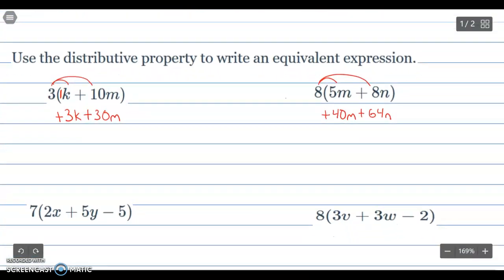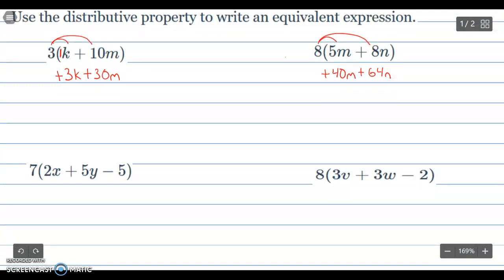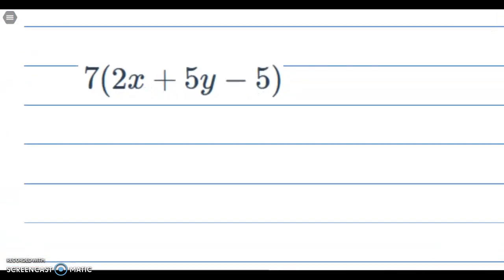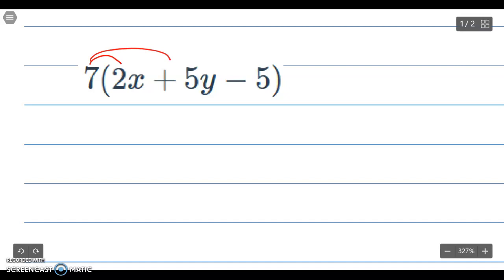All right, let's take a look at two more examples, and that'll be it for distributive property for right now. Let me zoom in on this one. Nothing's different, everything's the same, you just have three terms instead of two. So we're going to distribute it to all three terms, and you only distribute to what's inside the parentheses.